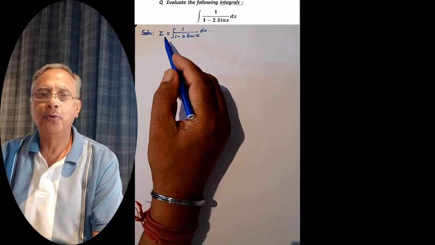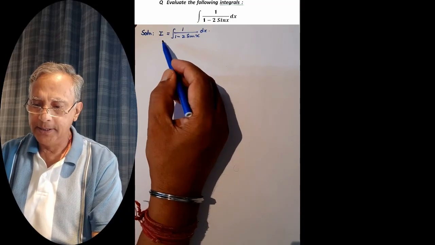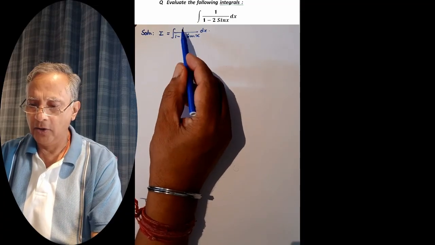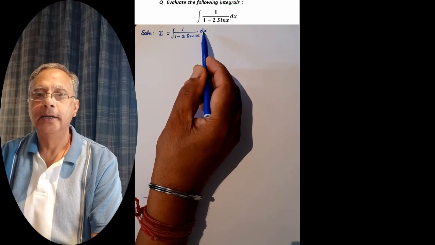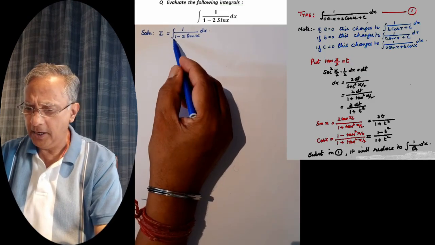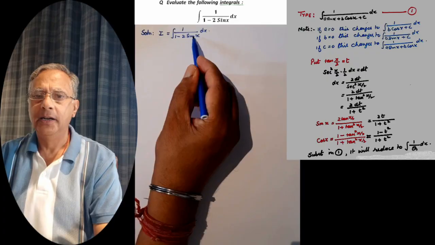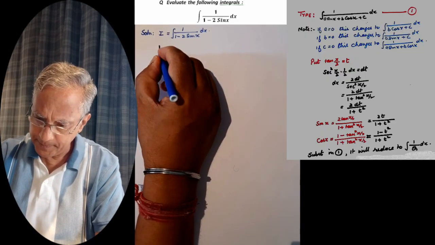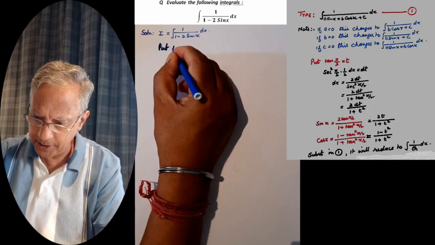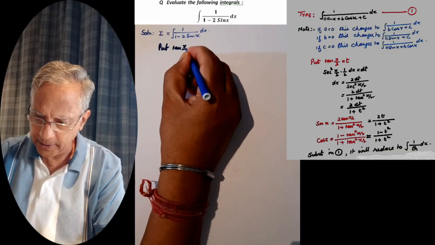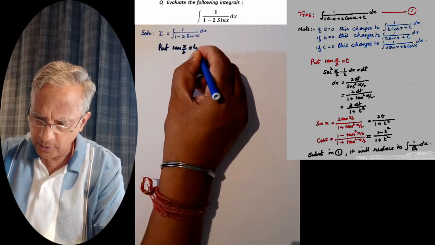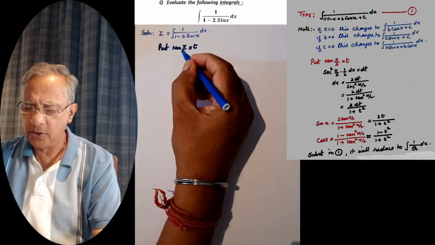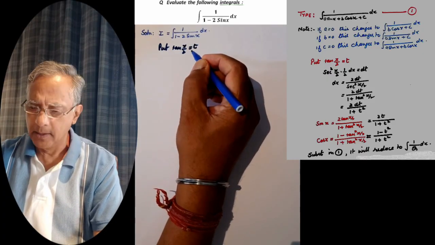Now the problem I am going to take up is I is equal to integral 1 over 1 minus 2 sin x dx. We have linear in sine and cos in the denominator. So what we do is we will put tangent x by 2 equal to t.